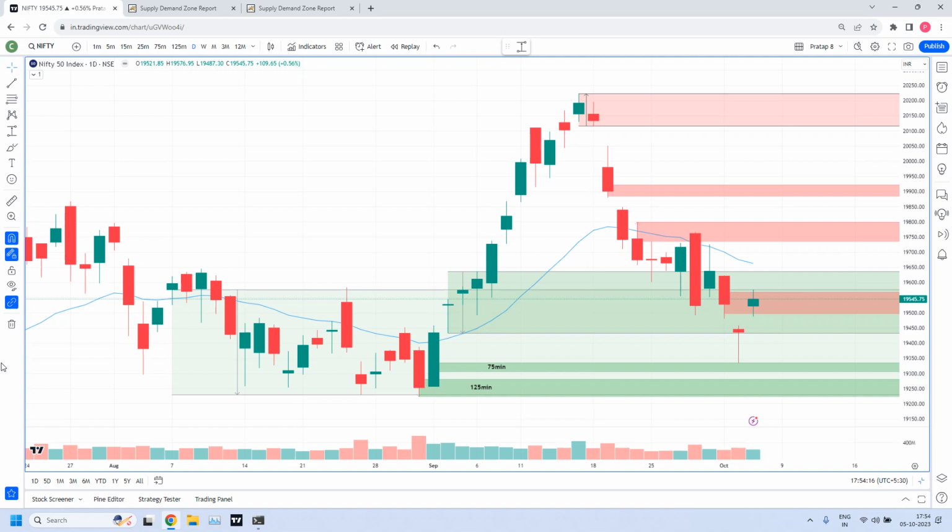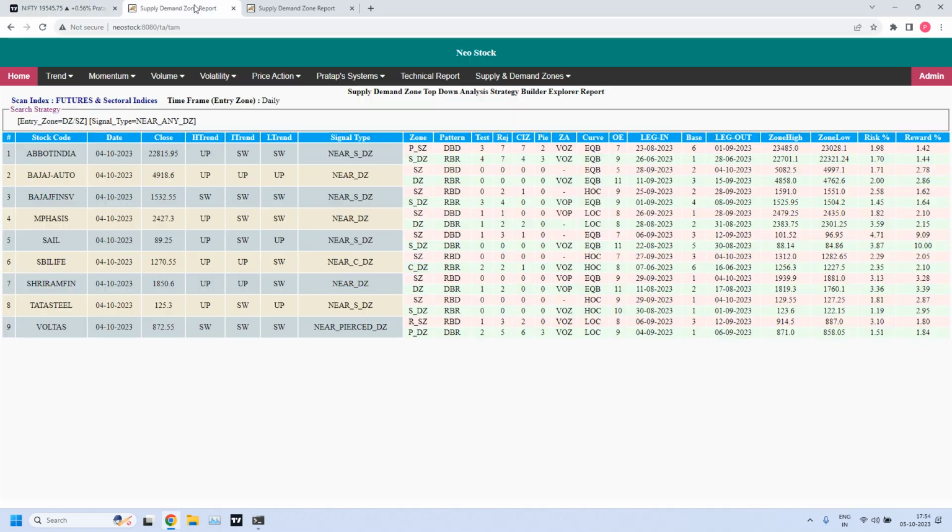So in the next 5 minutes, let us quickly evaluate the high liquidity zones generated during our previous trading session, that is yesterday. So let's look into yesterday's reports. We have a high liquidity zone, India, but we are rejecting it because it is already pierced. And the next high liquidity zone is Bajaj Finserv. So let us look into this stock.